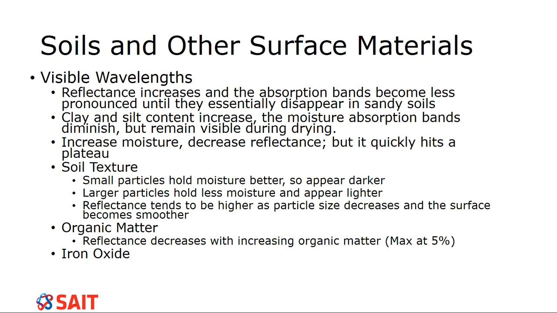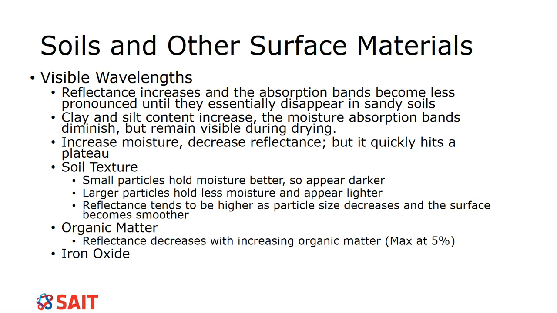Soil texture also has an impact on the visible wavelengths. So small particles hold moisture better, so they appear darker, which makes sense, right? Wet soil tends to look very black, and especially loam if it's very moist. And then if you have larger particles, like getting into a sandy, gravelly type of soil, that holds much less moisture and it does appear lighter.